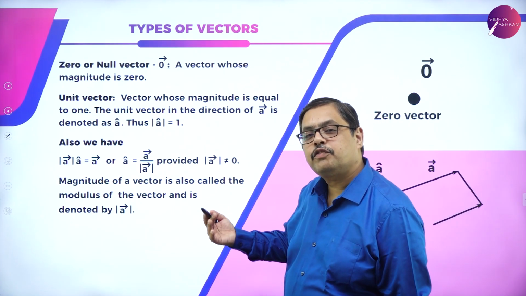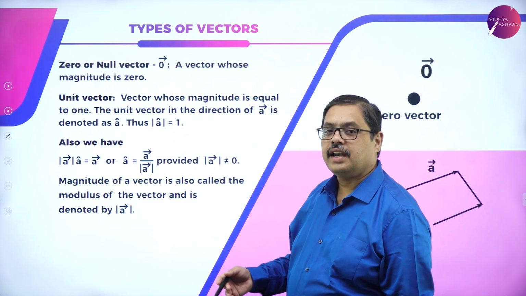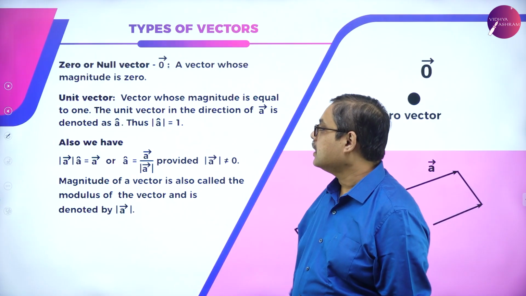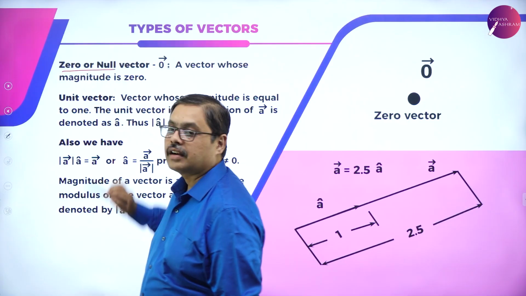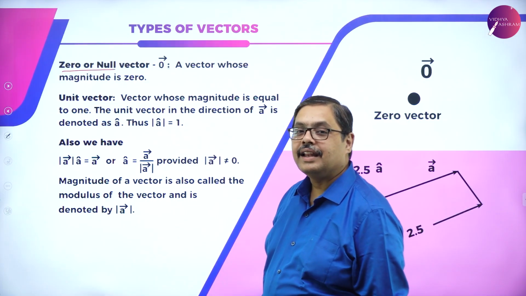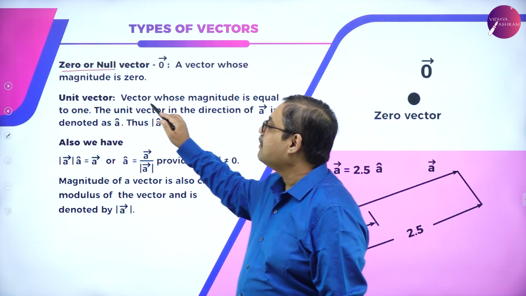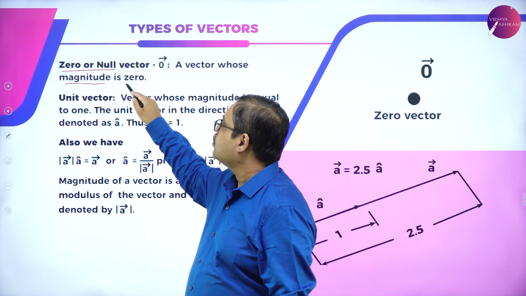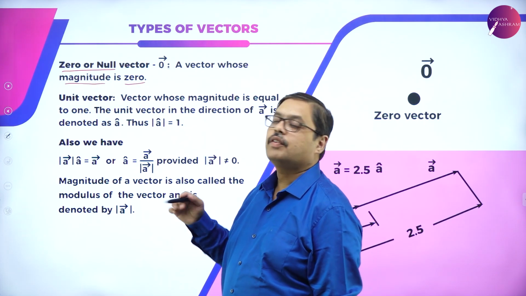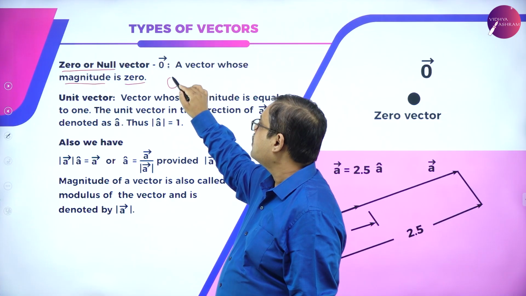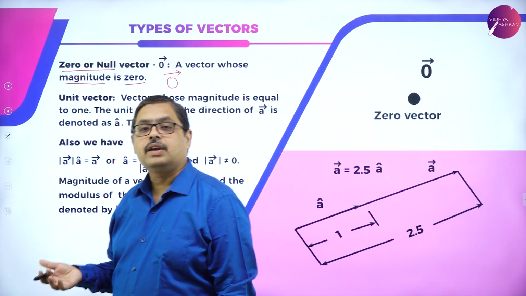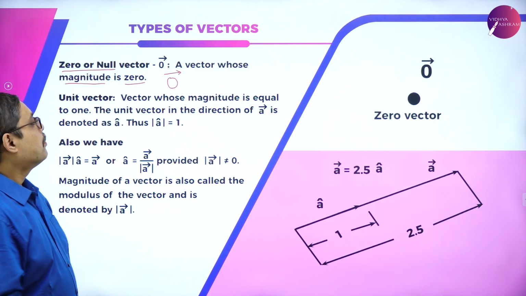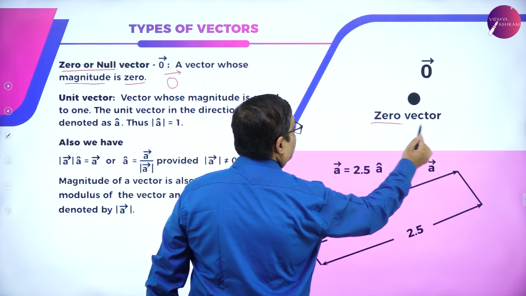What are the types of vectors? We have to understand how many types of vectors there are. The first and foremost is called a zero vector or a null vector. What does a zero vector mean? Any vector which does not have any magnitude, or whose magnitude is zero, is called a zero vector or null vector. It is represented by 0 with an arrow mark above it. There is no magnitude. This is a zero vector, just a point.